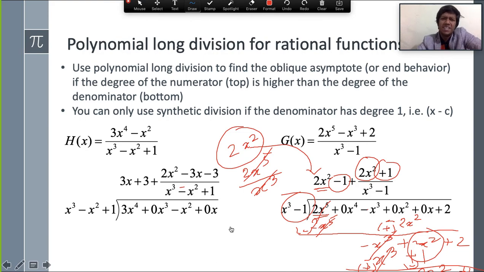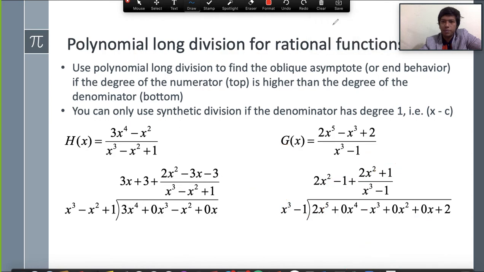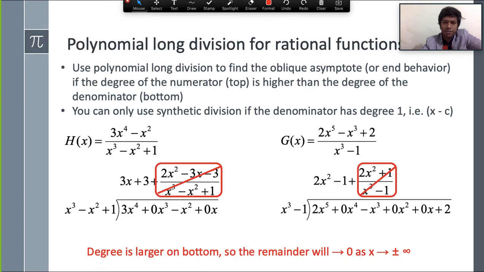This is the polynomial long division for the rational function. To some degree it may look a little bit complicated, but practice is needed for this kind of math. The mouse pointer is gone. Okay, so practice is needed for this kind of math. Do a couple of practice problems, then you will see that you will get set for this kind of math.